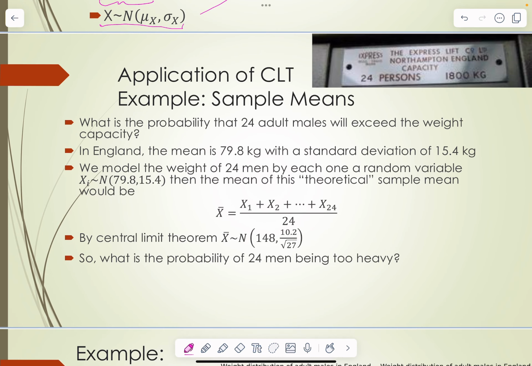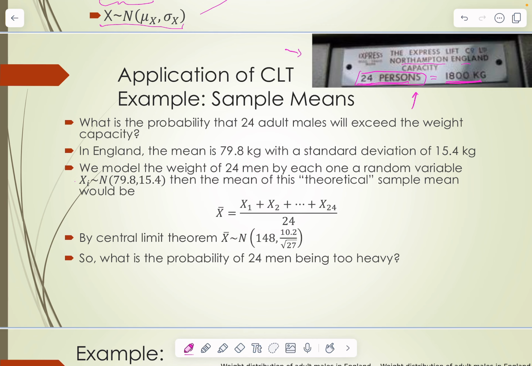Let's take an application of the CLT, the central limit theorem. So here's an example, sample means. Let me first point out this plaque here that was in an elevator in Northampton, England. It said that the capacity was 24 persons or 1,800 kilograms. So that is the weight capacity, this is the person capacity. My question is, how much do those match? Like, what sort of 24 people need to be here? Could they be adult males? Would that work? That's what I want to investigate. I don't have a sample of 24 males, but if I did, hypothetically, each one being normally distributed, what can I say about that sample mean?